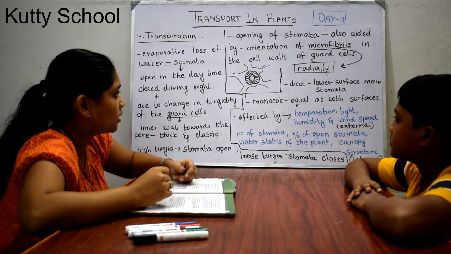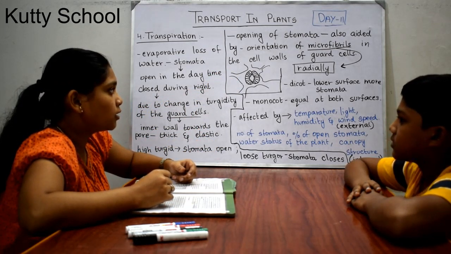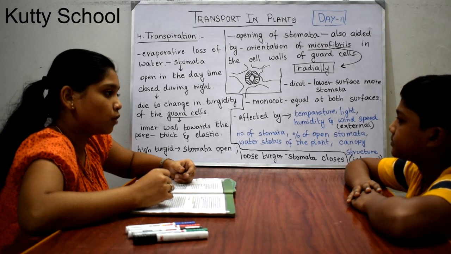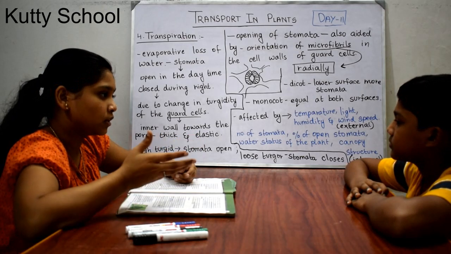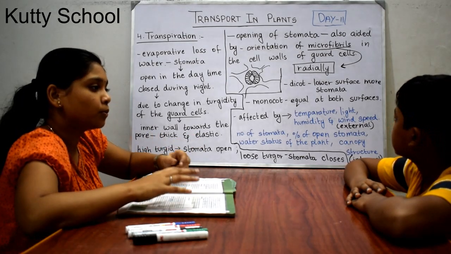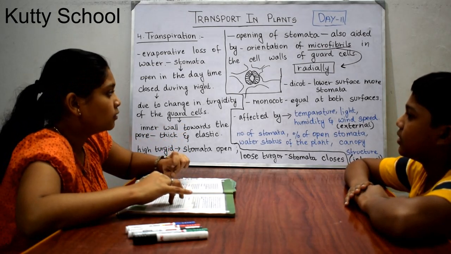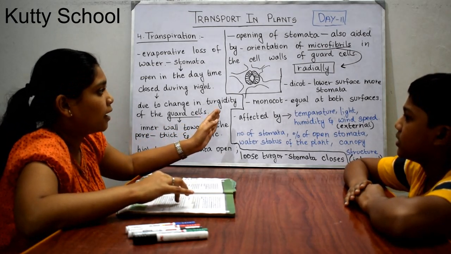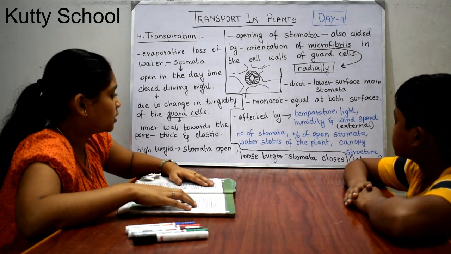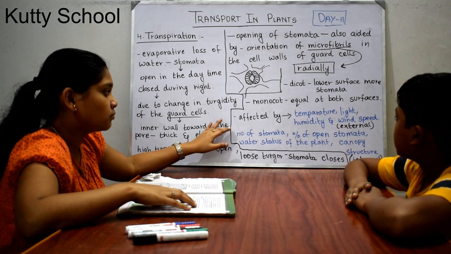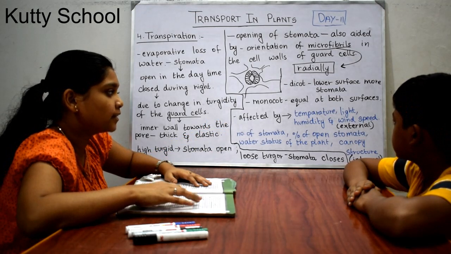As we saw, in dicots the leaf is dorsiventral, which means the stomata are present more on the lower surface of the leaf. In monocots, we already studied this in the first chapter, anatomy of flowering plants. Transpiration is affected externally by temperature, light, humidity and wind speed.